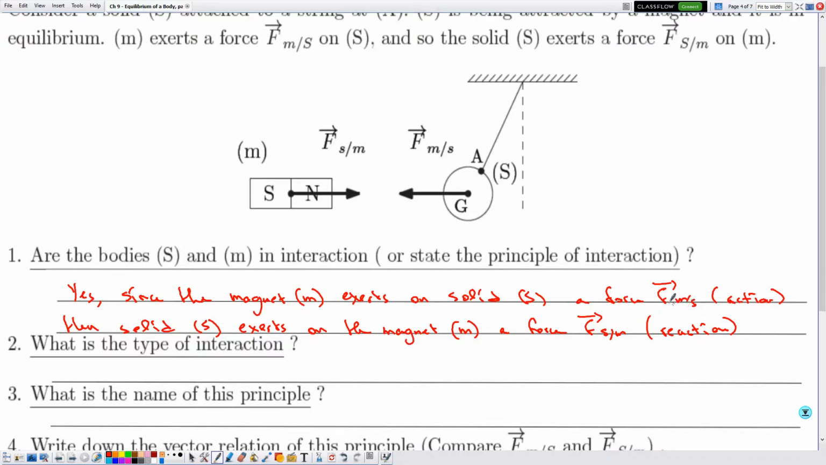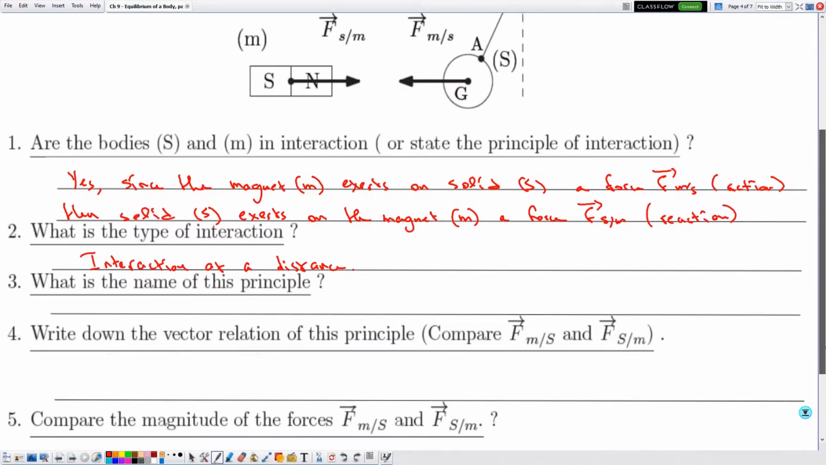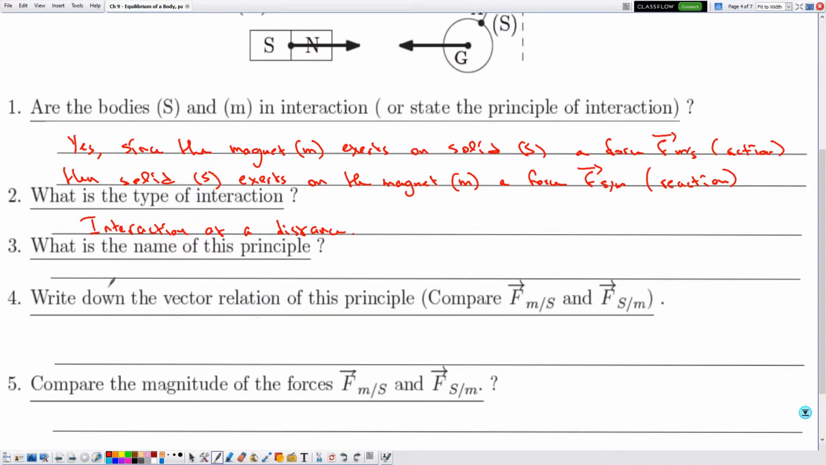Okay. Now in number 2 they are telling me what's the type of interaction. Now notice that in this case the solid S and the magnet interact with each other without being in contact. So this type of interaction is interaction at a distance. Now they are asking me about the name of this principle. We know that this is the principle of interaction.